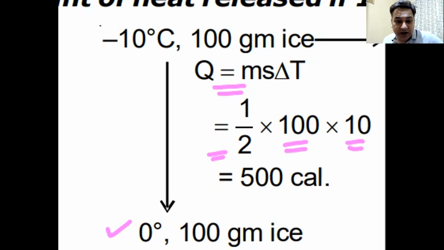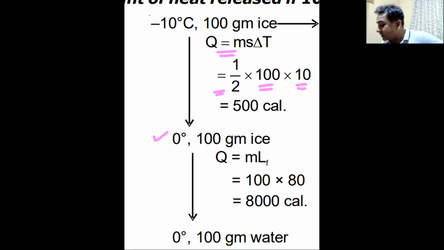What is the next step? Now I will start melting my ice. Step number 2, we have started to melt our ice. So right now we have 100 grams of ice at 0 degrees Celsius. We will convert it into water at 0 degrees Celsius. For that you will need latent heat, m into L. m is 100, L is 80. 8,000 calories is what we need.